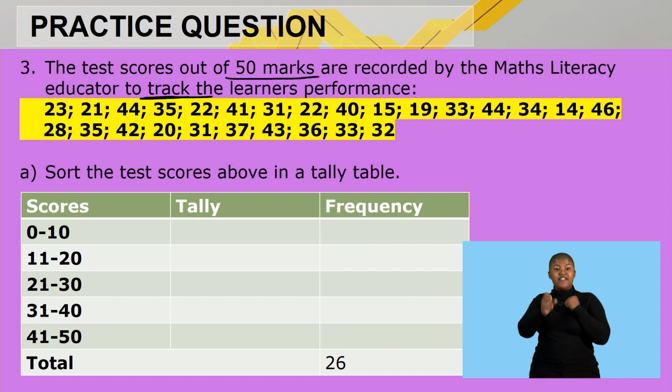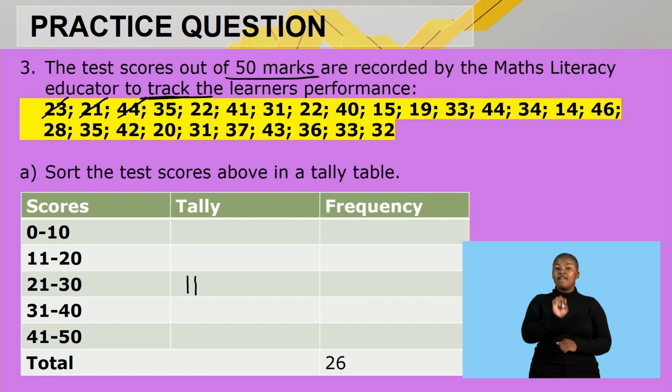So now the first learner here got 23. So we scratch it out. On our tally, we are going to record this under 21 to 30 because this learner got 23. The second one is 21. So we are going to come to 21, make it a 2.